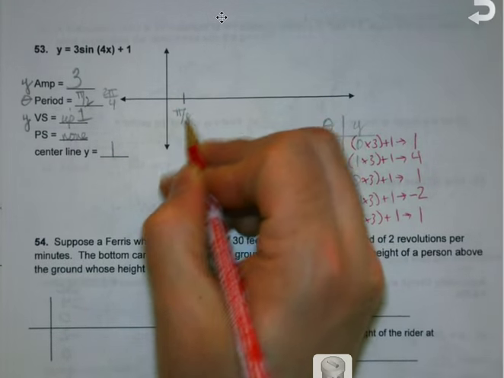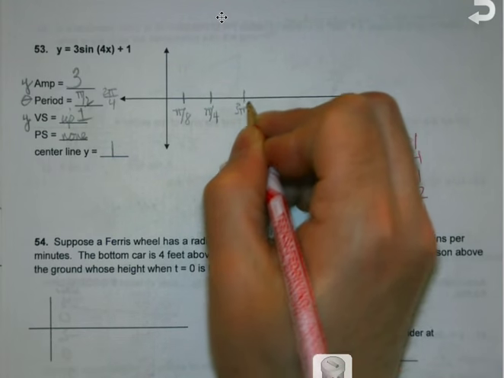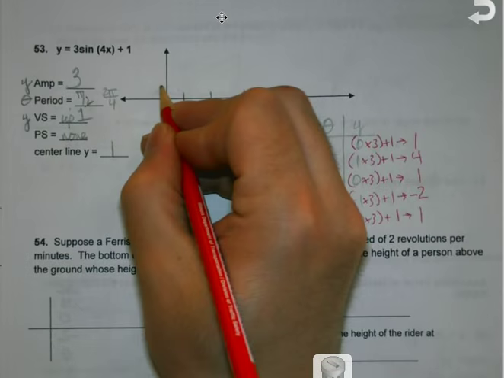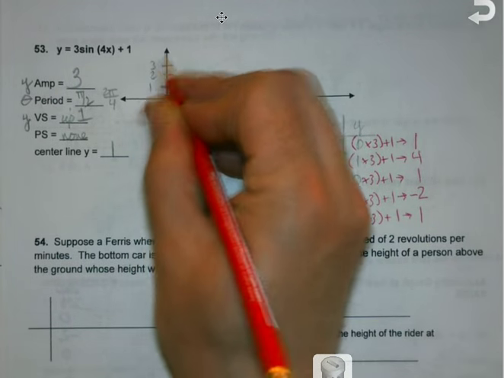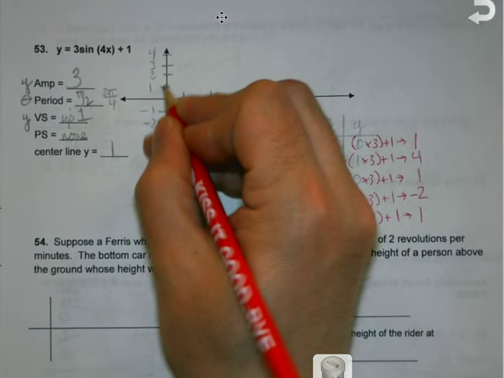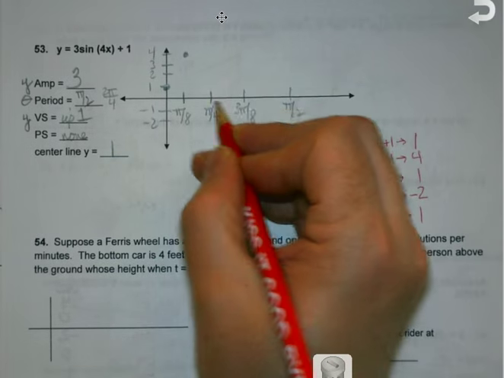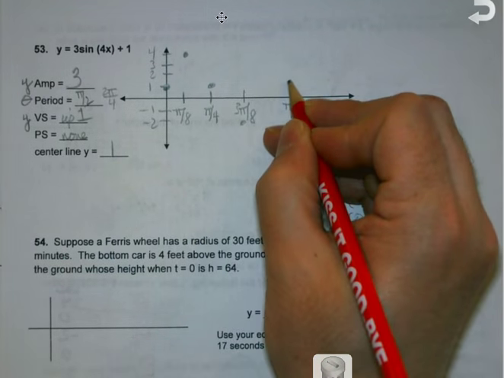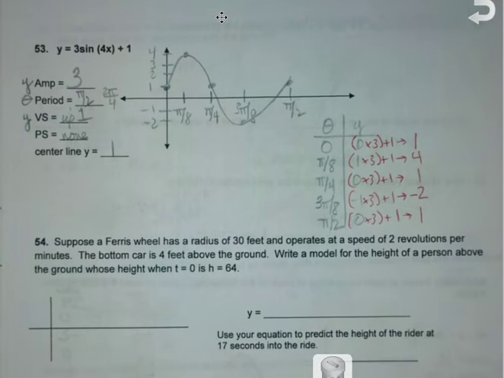So pi over 8, pi over 4, 3 pi over 8, pi over 2. So at 0, I'm at 1. Pi over 8, I'm at 4. And again, with the labels, that's good enough for me. 1, negative 2, and back to 1. And we're good with the graphing.